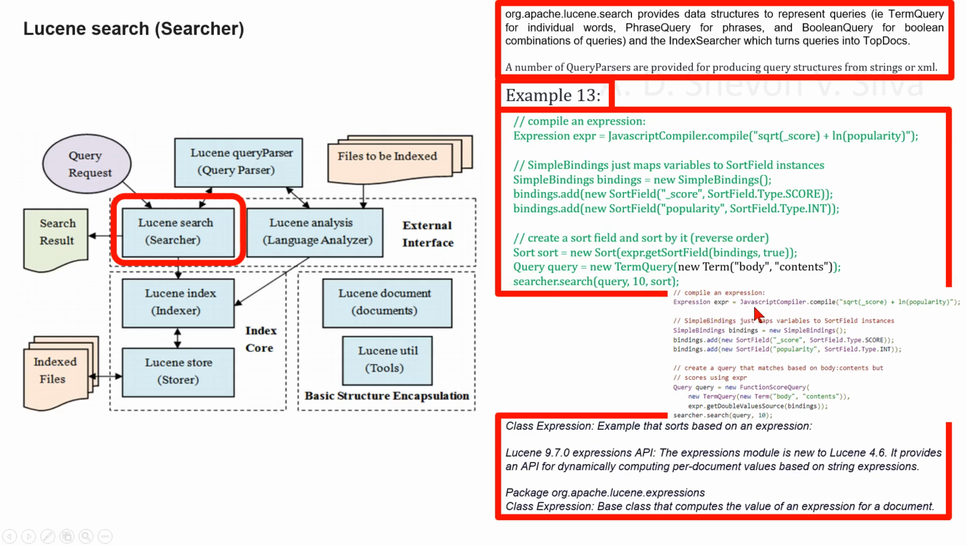Here we compile an expression. Simple bindings just maps variables to the SortField instances. Create a query that matches based on the body colon contents, but scores using the exp expression here.